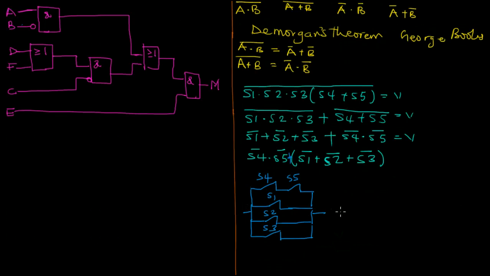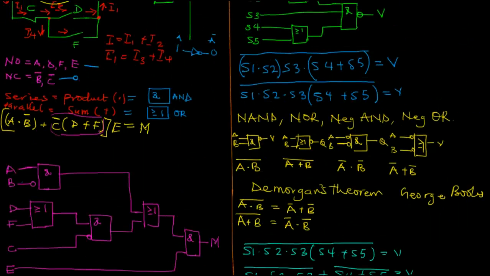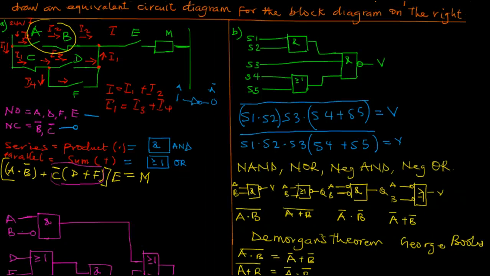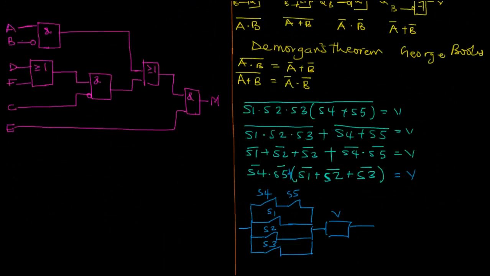We can say that the whole of this is connected to an output V, and that's here, V. And so we have a circuit diagram that represents the Boolean expression, and also the function block diagram we have here. This is the answer to this question.